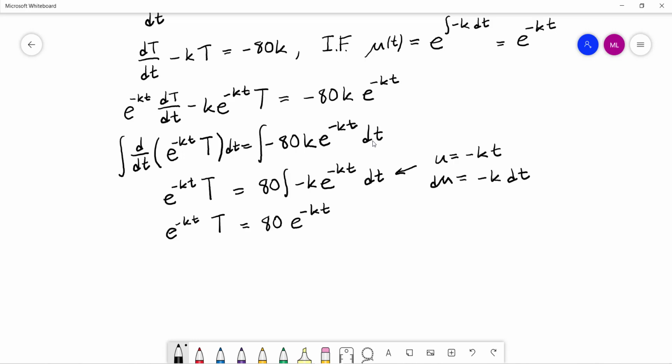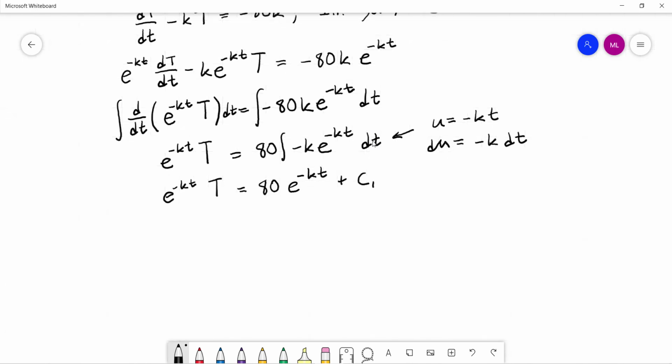So here we go, and the one thing I missed is I also need my plus c. We can call it whatever, plus c1, plus c2, doesn't really matter. And at this point, to solve for T, all I need to do is get rid of the e to the negative kt. And again, instead of dividing by e to the negative kt, I'm just going to multiply by e to the positive kt to cancel these out, and hopefully not make any algebra mistakes like I did in one of the previous videos.